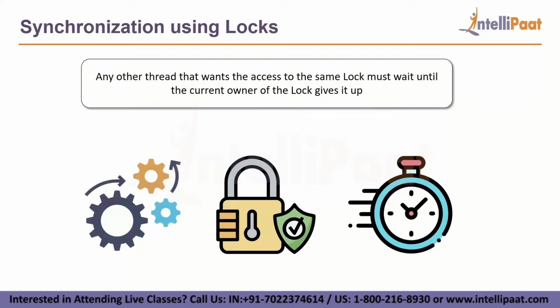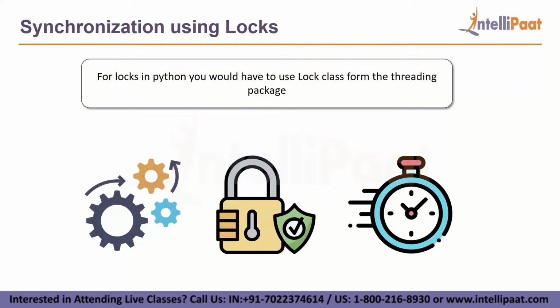Now, any other thread that wants access to the same lock must wait until the current owner of the lock gives it up. This is essentially what has made locks so useful, because they make other threads wait. If any other threads want access, they have to wait for the current thread to give it up. If no other thread is holding the lock, then the thread that's waiting for it gets the lock.